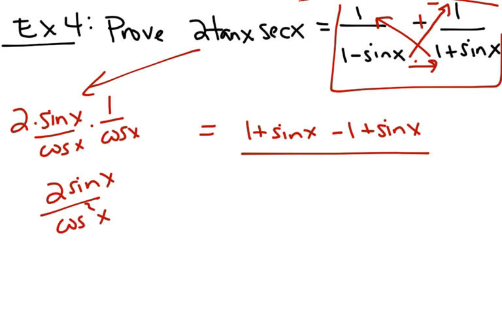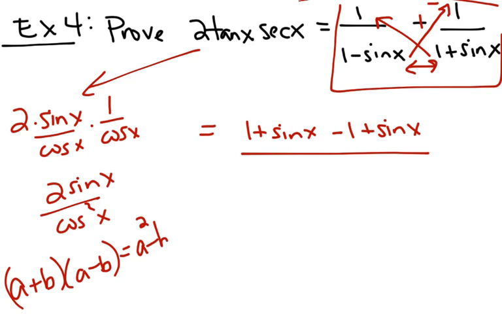And when I multiply the denominators together, I want you to notice it's in this form. We haven't seen this pop up in a while. Anytime you multiply together something in the form a plus b, a minus b, you just get a squared minus b squared. So when I multiply those together, I just get 1 squared minus sine squared.